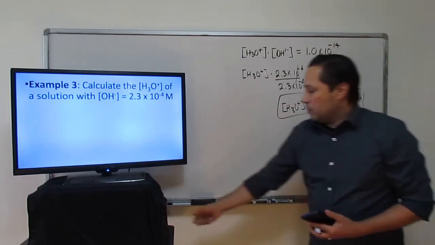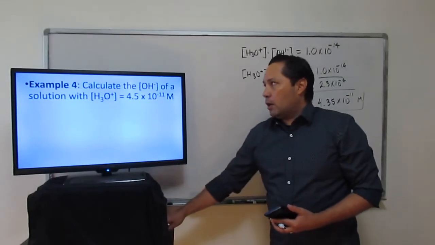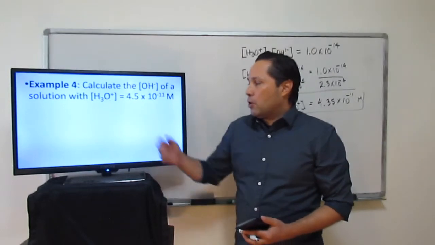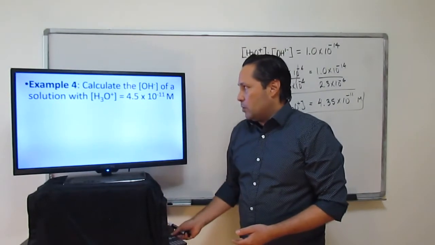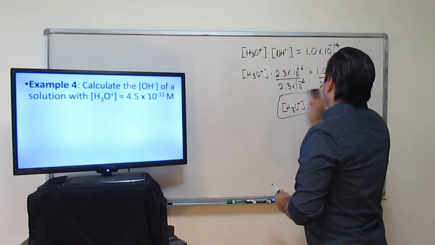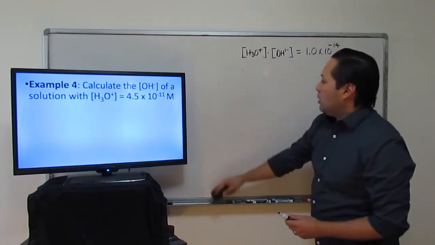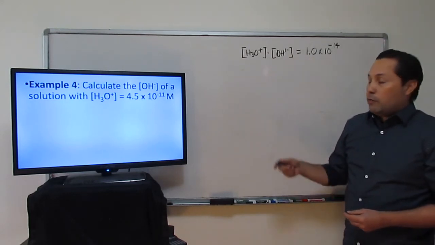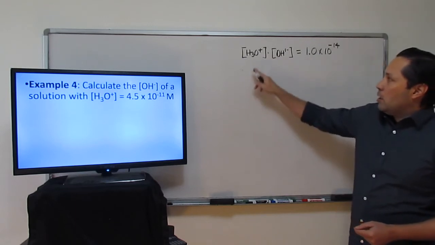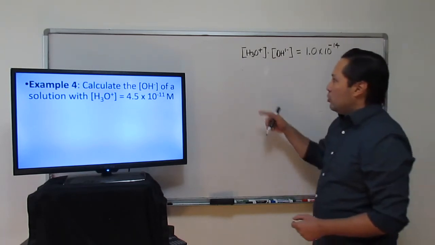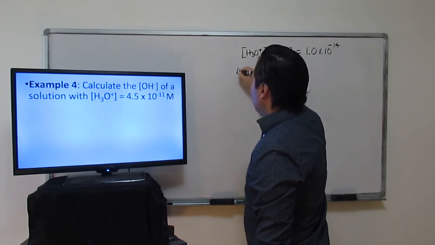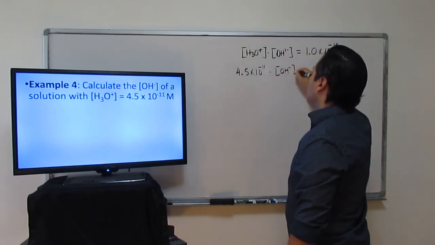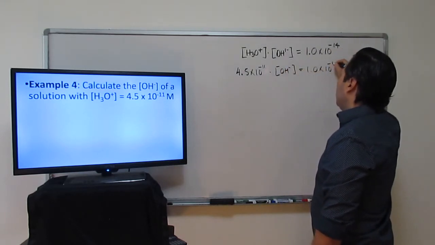In the next example, they go ahead and they ask us a similar question, but here they're asking to calculate the hydroxide ion concentration, and they give you the hydronium ion concentration, which is 4.5 × 10⁻¹¹. So in this problem, it will set up much the same way, same formula, and again, the 1 × 10⁻⁴ is a constant for water. So you always use this number here. They give us the hydronium ion concentration, so I'm going to go ahead and substitute it in. It's going to be 4.5 × 10⁻¹¹ times hydroxide. It's equal to 1.0 × 10⁻¹⁴.